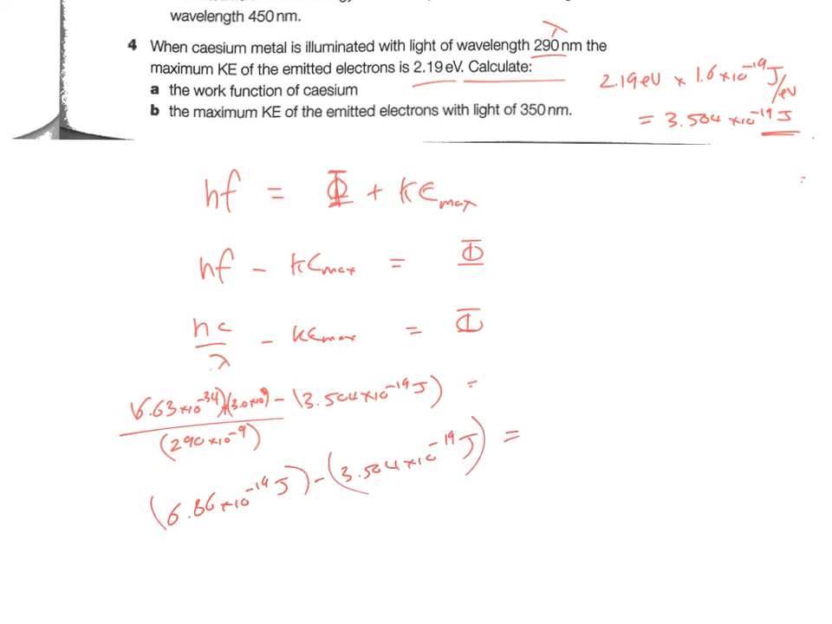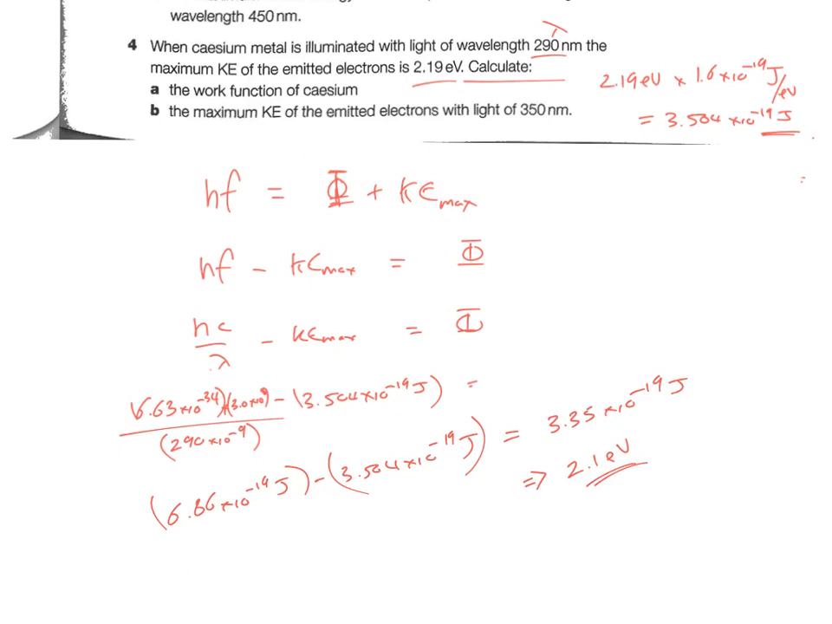which leaves us with 3.35 by 10 to the minus 19 joules, which we could convert to electron volts. So divide that by the 1.6 by 10 to the minus 19 joules per electron volt to convert it, that gives us 2.1 electron volts.